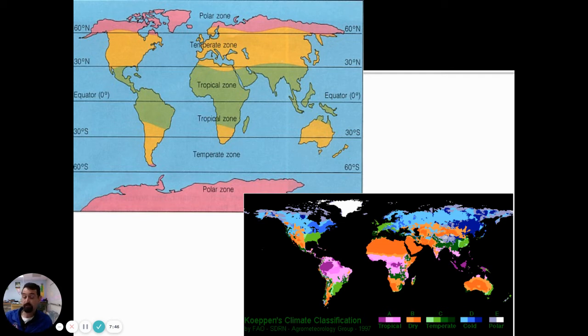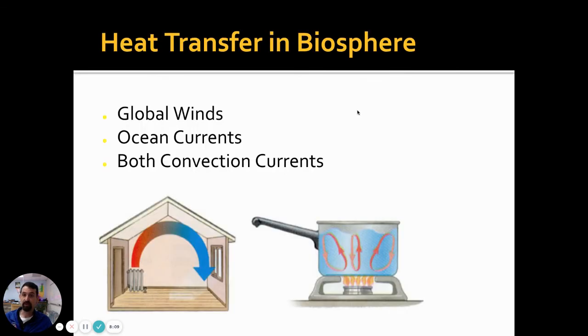Now, if we were to trap more heat around the Earth, we could heat up those polar zones. However, that trapped heat would also make those tropical zones even hotter and make it more unbearable for life. Okay. Temperature is just one component, however, of climate. The other one is the amount of precipitation that you're going to get, and that is influenced by heat.